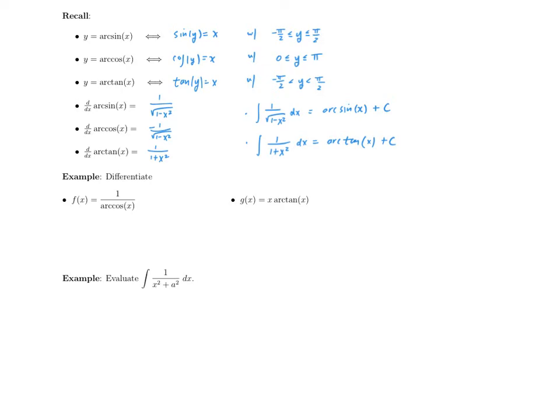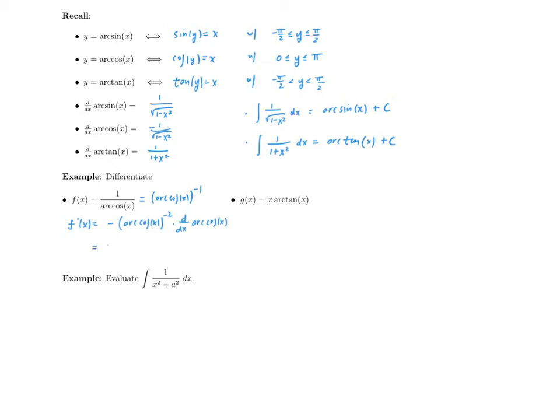When it comes to differentiating 1 over arc cosine, you could apply the quotient rule. I prefer to rewrite this as arc cosine raised to the minus 1, and then apply the chain rule. But either way works perfectly fine. So the chain rule tells us the minus comes down. The new power is minus 2, 1 less than minus 1. We substitute in that inside function arc cosine, and then we multiply by the derivative of that inside function, arc cosine.